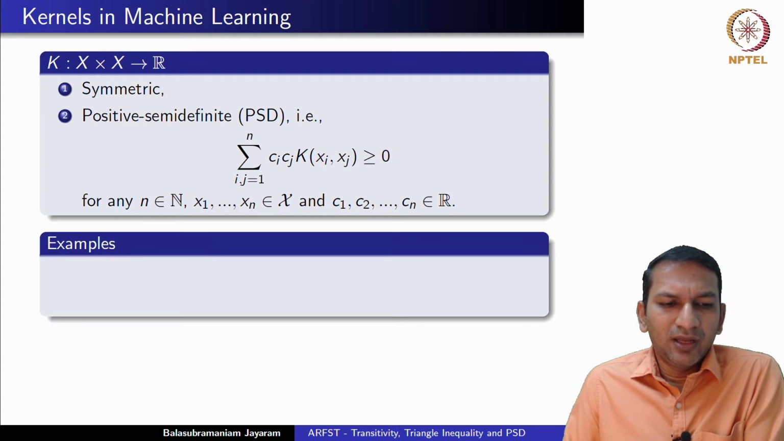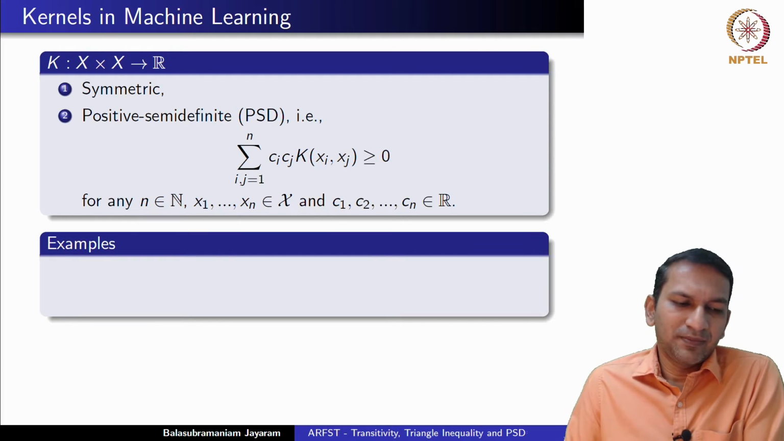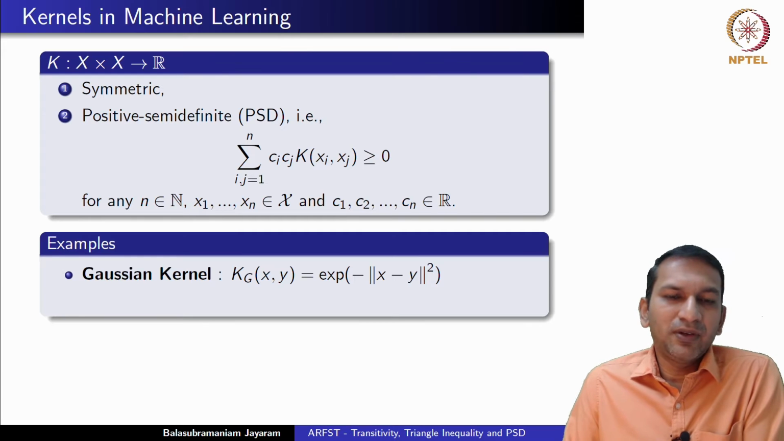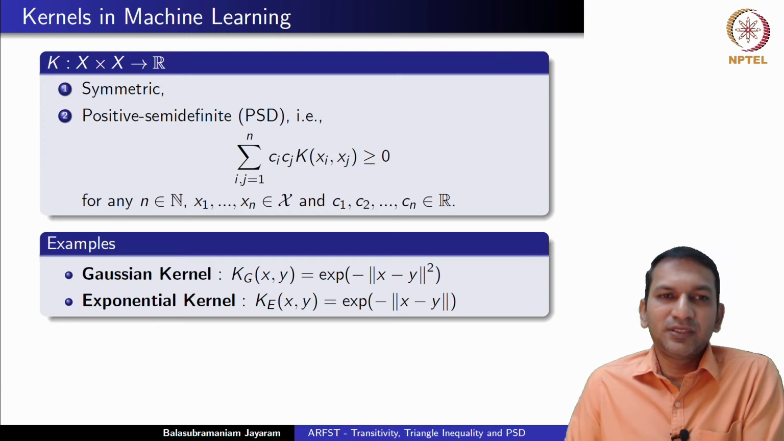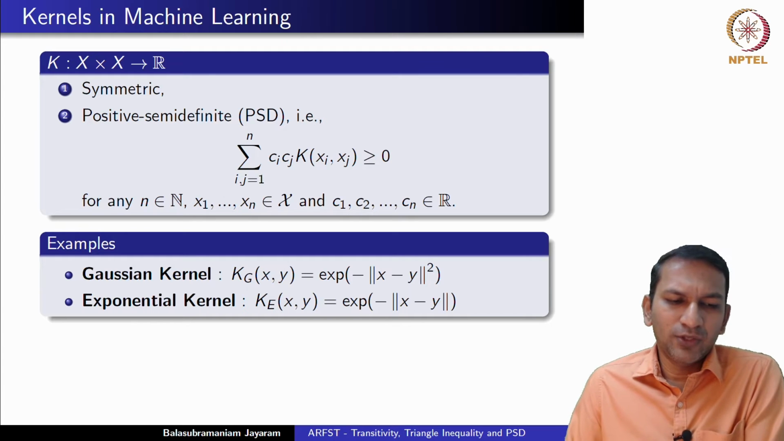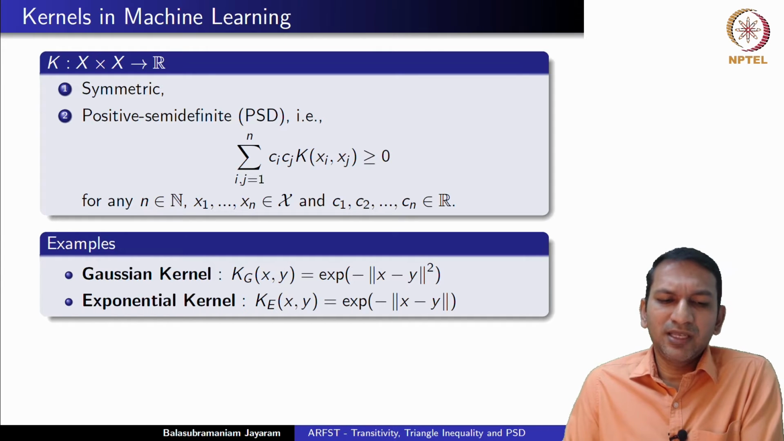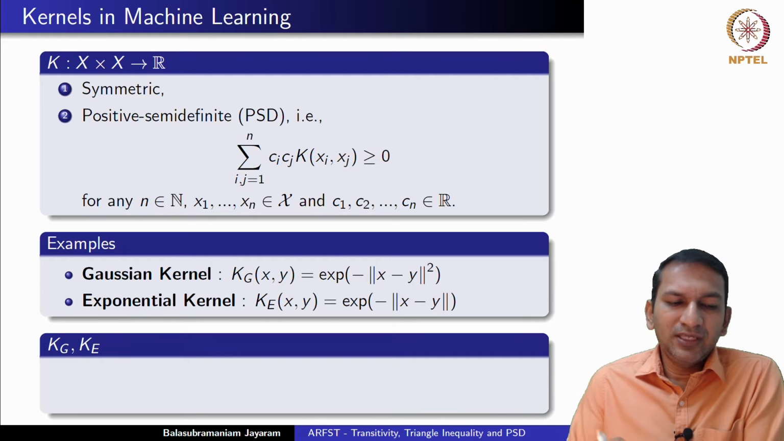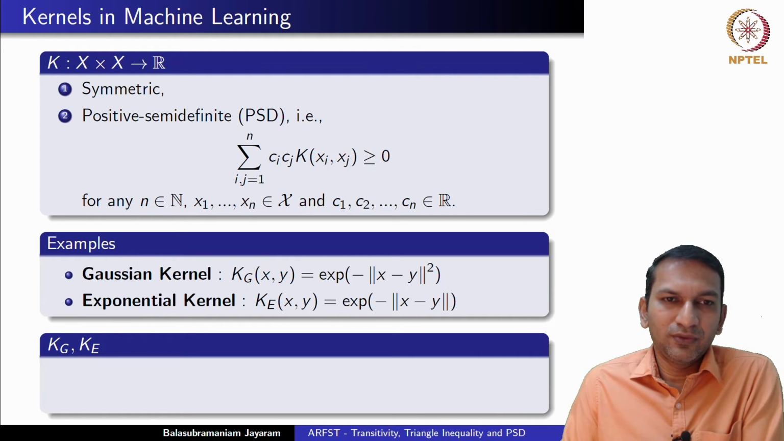Now, let's look at a couple of examples. This is called the Gaussian kernel, which is e power minus norm x minus y whole square. And there's another example, which is the exponential kernel, which almost looks like the Gaussian kernel, but it's e power minus norm x minus y. Let's stay with these two examples for a little longer.